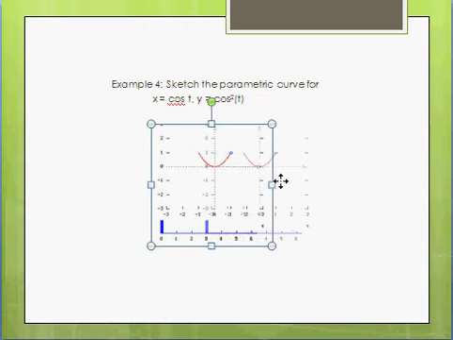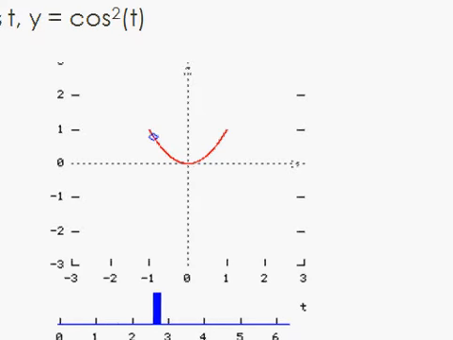Let's see if I can get that to animate. Let me move it over a little bit and maximize. There you can see as we go between 0 and 2 pi, this thing would just oscillate forever between -1 and 1.